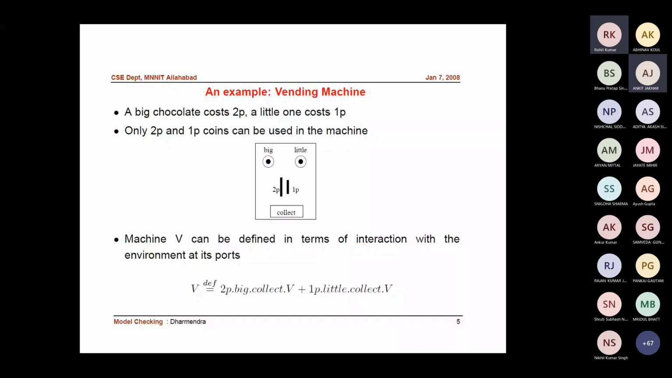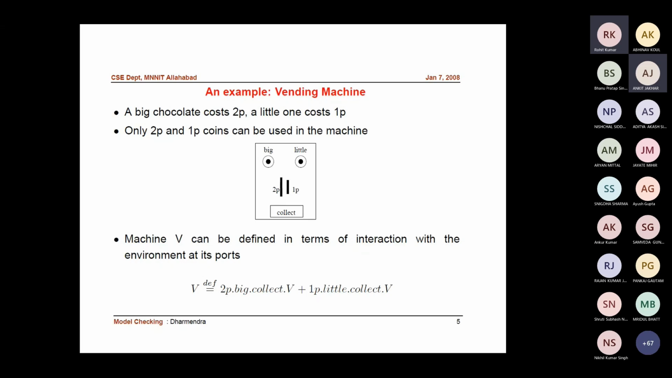Remember, this is the way you are going to define the behavior of this machine. The behavior of the vending machine is defined like this: B is defined 2p dot big dot collect dot B plus 1p dot little dot collect dot B. Remember 2p is an input action which is performed on this particular machine; 2 paisa is getting inserted. Big is some action which is performed on it. So this machine is made of only these actions.